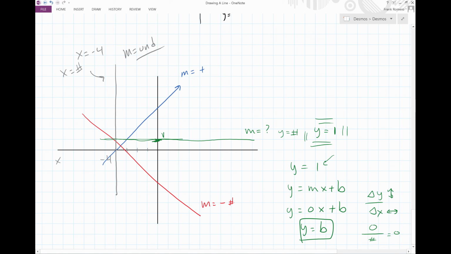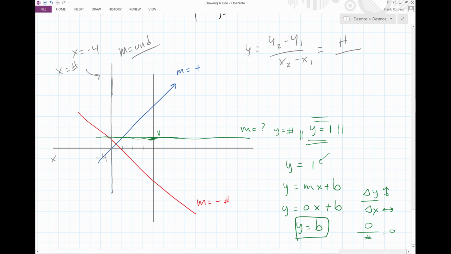Slope is y2 minus y1 over x2 minus x1. In this situation, where the line is vertical, what happens is you have a number on the numerator, but in the denominator you have a zero, and that is going to give you undefined. So the slope is undefined. So you have to have a way to describe that, and that's the way to describe it, by using x.